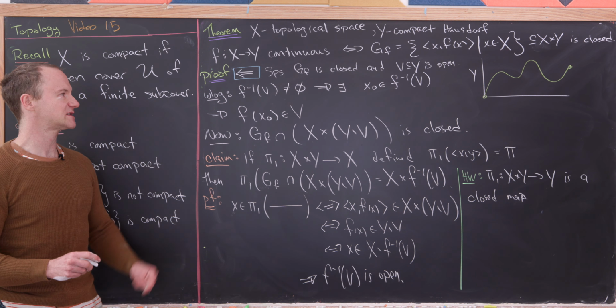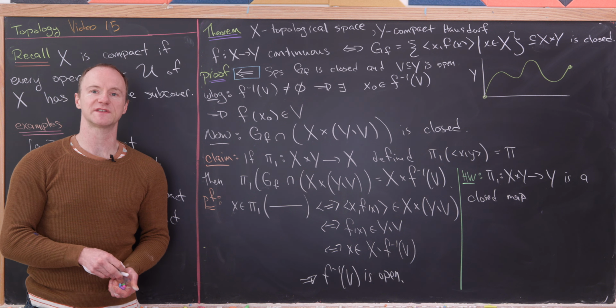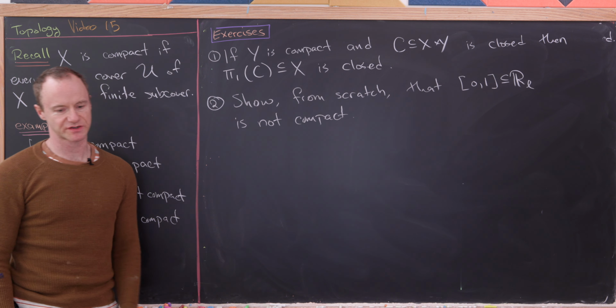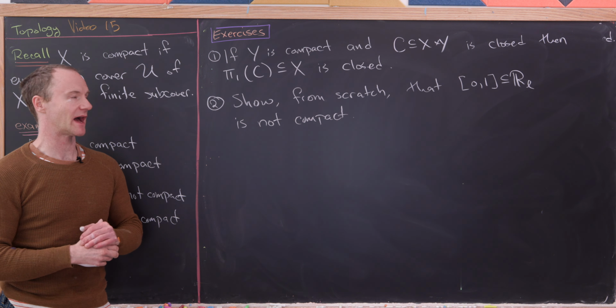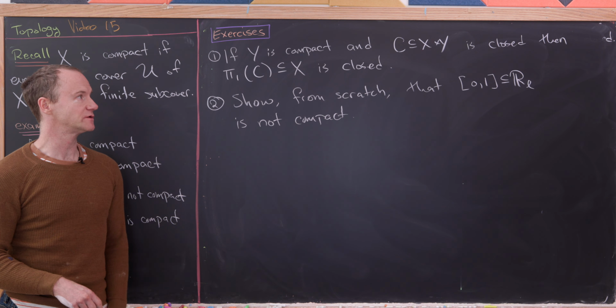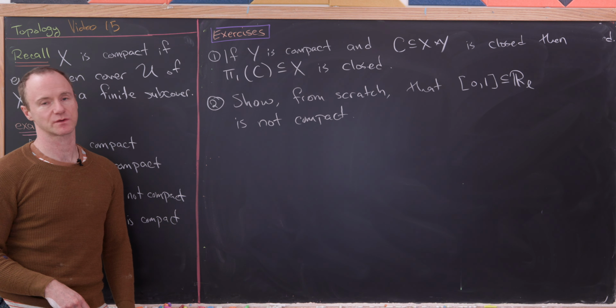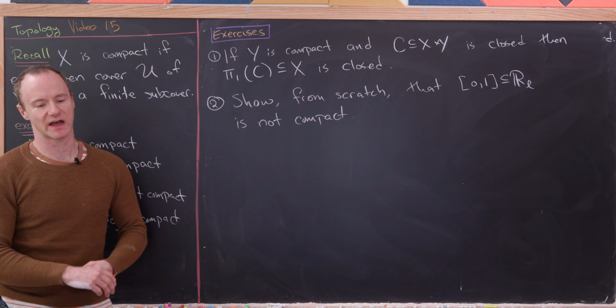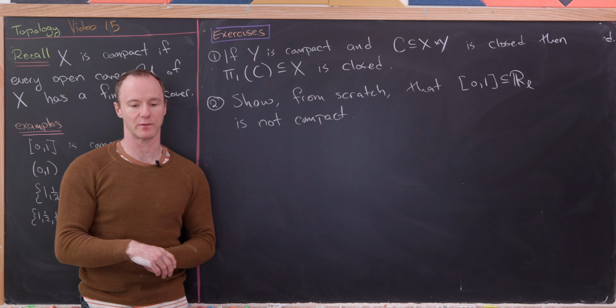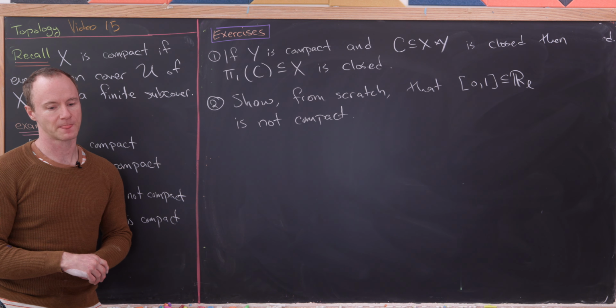Okay, so now this theorem is sorted, and I'm going to leave you with some exercises. All right, now I've got two exercises for you. So the first is to show that if Y is compact and C is a closed subset of X cross Y, then pi1 of C is closed inside of X, where that pi1 is the projection map that we talked about in the previous theorem.